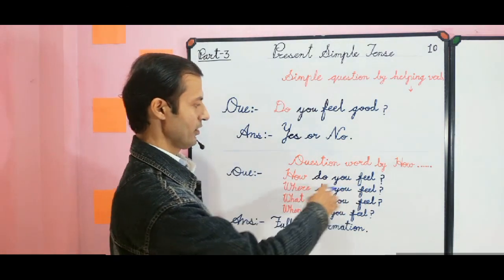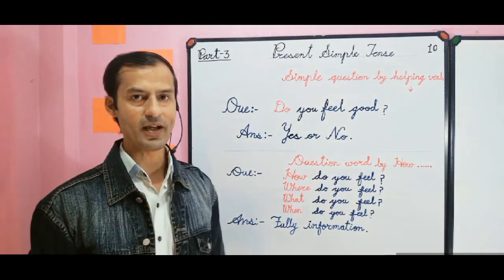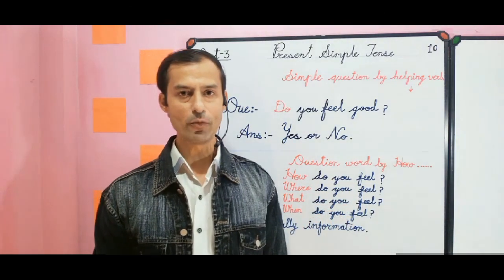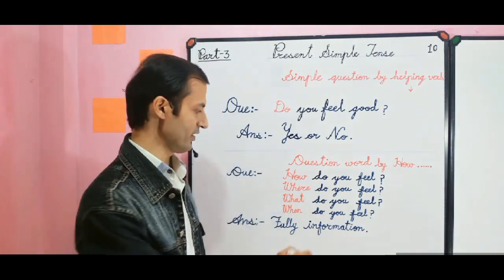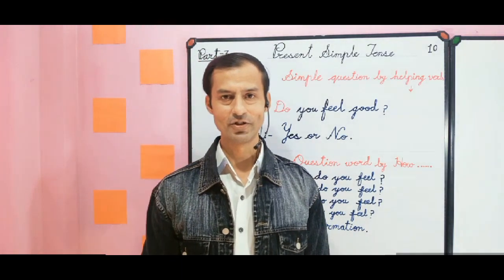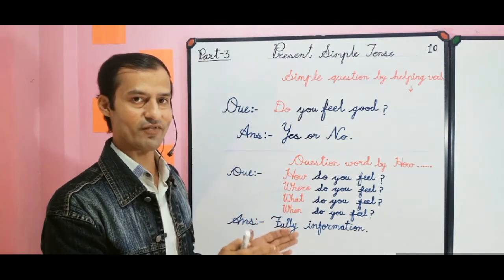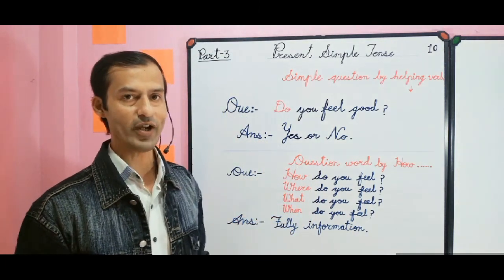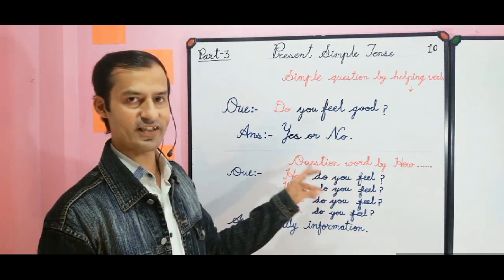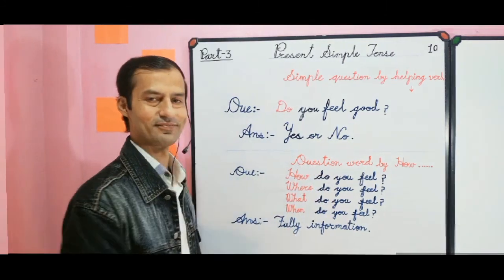How do you feel? I feel very good. Where do you feel? I feel it on my hand. What do you feel? I feel itching on my body. And when do you feel? I feel it particularly at night. So this is called the question word. And remember that the question word is really very necessary when you ask somebody a question. And it always comes before the sentence: how, where, what, when. So we have to give full information.